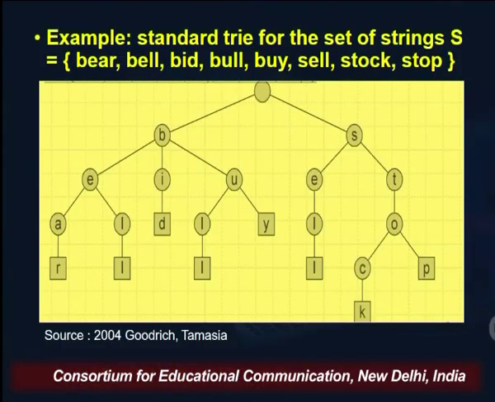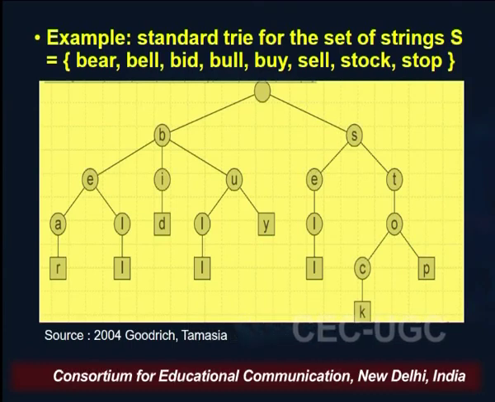So here is an example which we discussed in the last lecture, which is a standard trie for the set of strings S, and that S has 8 strings: beer, bell, bid, bull, buy, sell, stock, and stop. And how this tree is formed, that we have seen. So the empty root node is there, and then the links, and this is also a kind of search tree. All the nodes are arranged in a particular kind of order. So here is that standard trie.